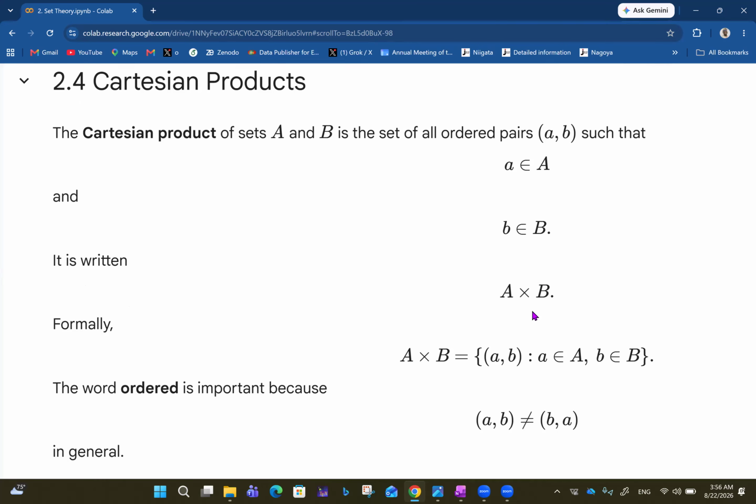It is written as A cross B. Formally, A cross B is the collection of (a, b) such that a belongs to A and b belongs to B. Here, order is very important. The word ordered is important because it has to be ordered pairs. That means (a, b) is not equal to (b, a) in general.